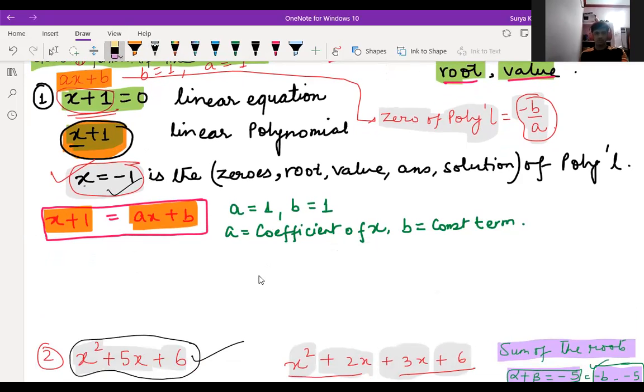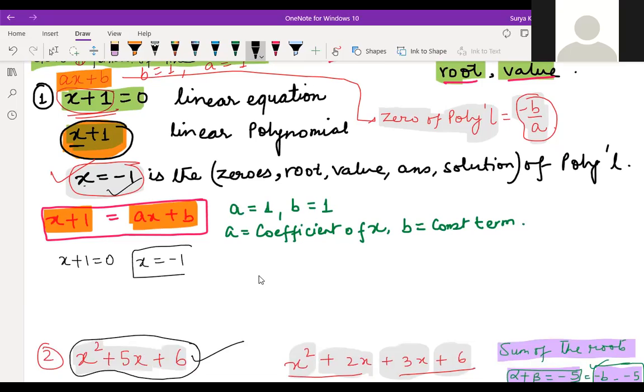But you are in the first question. So what do we get here? x plus 1 is equal to 0. If you put x equal to what, we get minus 1, right? So the zero of the polynomial is equal to minus 1. This is your answer. Is it clear to everyone? What is the zero of the polynomial for a linear polynomial?